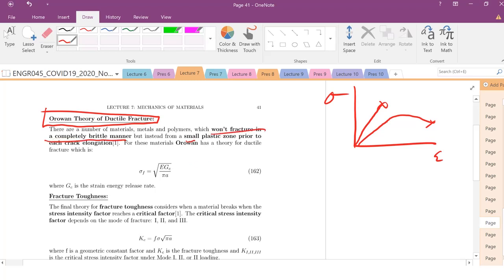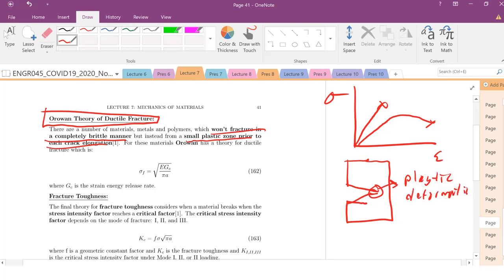We're going to yield prior to each little crack elongation. So the picture we're dealing with here is that each time before this crack elongates, I am going to plastically deform and yield my material before the crack propagates further. You'll see this in the literature; this is called the plastic deformation zone. It will yield plastically a little bit before that crack elongates.